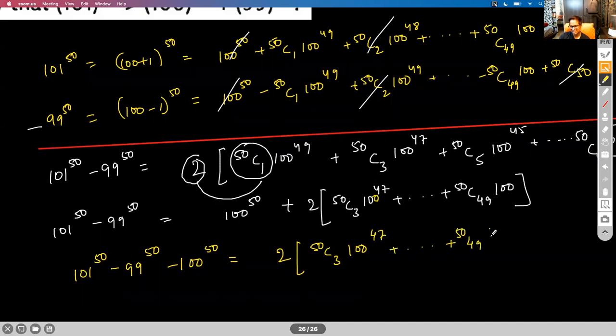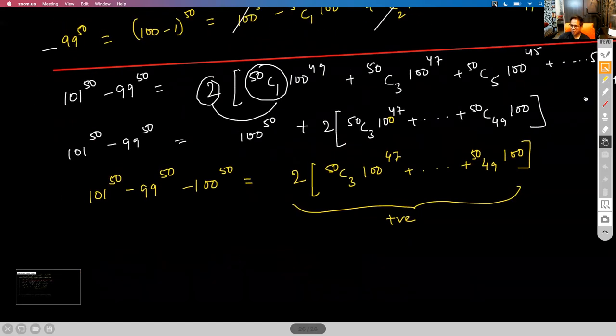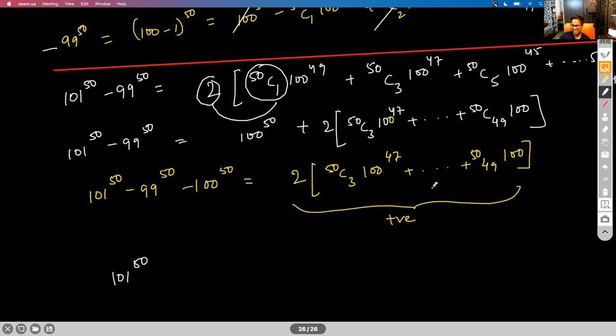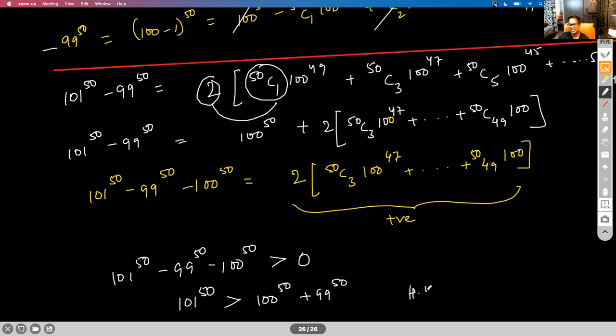Correct. And common sense says that this is a positive term. Which means 101 to the power 50 minus 99 to the power 50 minus 100 to the power 50 is a positive term. Which means 101 to the power 50 is greater than 100 to the power 50 plus 99 to the power 50. So even when you combine the two, it is not able to supersede. It is not even able to equal it. By the way, it is actually much more than that because this term is going to be huge. So 101 to the power 50 is much, much bigger than the combined sum of these two.